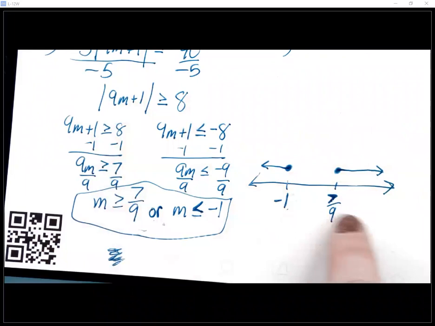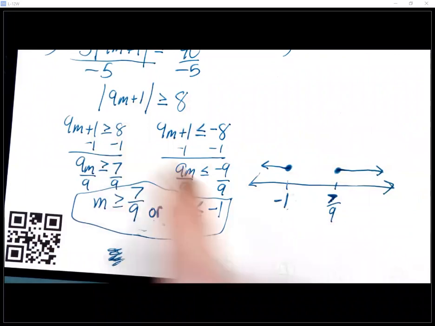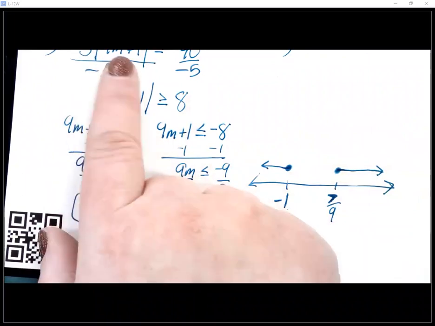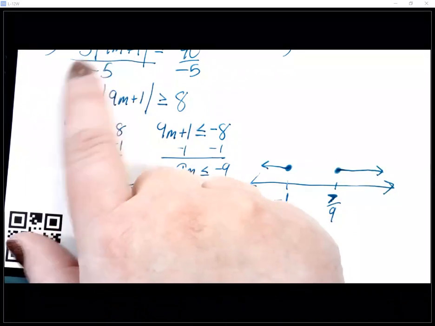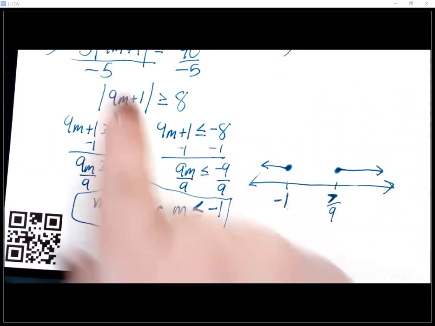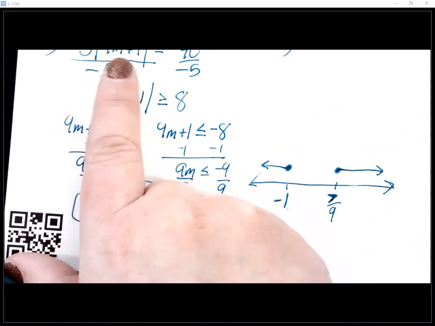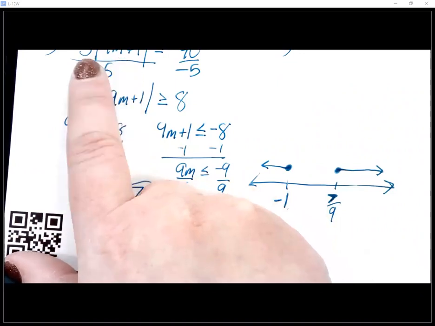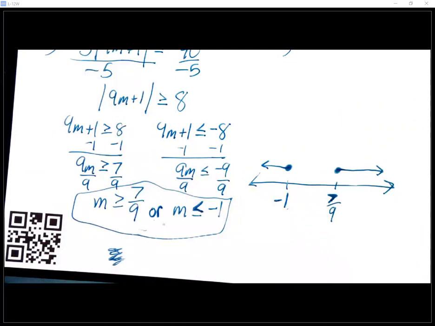Over here, 7/9. Let's pick something bigger than 7/9. How about 1? If we plug in 1, 9 plus 1 is 10. The absolute value of 10 is 10, times the -5 is -50, less than or equal to -40. Yep. And if you want to get real fancy, you could check a number that should not work, like 0. I do not have a bar over 0, so it should not work. If I pop that in, I get 1. The absolute value of 1 is 1, times -5. Is -5 less than -40? No, and it's not supposed to be. It wasn't supposed to work and it doesn't work.